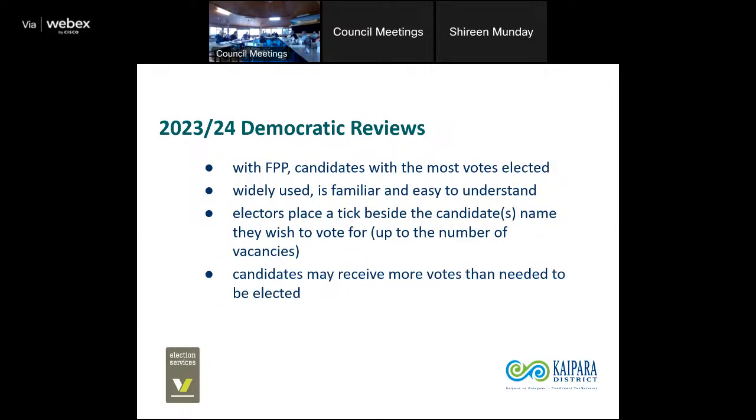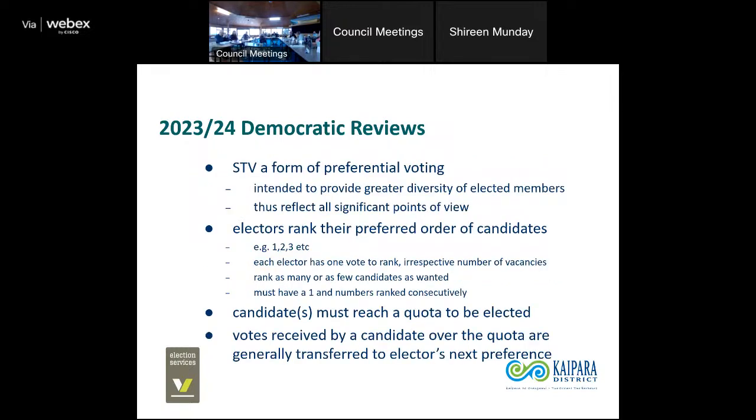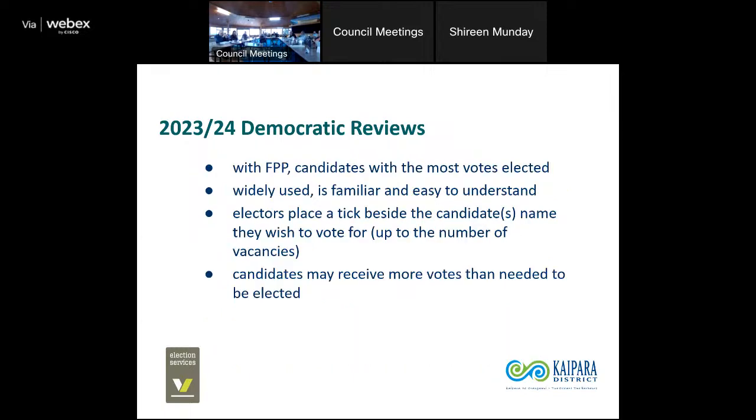With FPP, first past the post, candidates with the most votes are elected. It's widely used, is familiar, generally easy to understand. Electors simply place a tick beside the candidate's name they wish to vote for, up to the number of vacancies. So there's 3 vacancies, 10 candidates, they must tick 3 or less. If they tick 4 or more, it is informal and we can't count it.